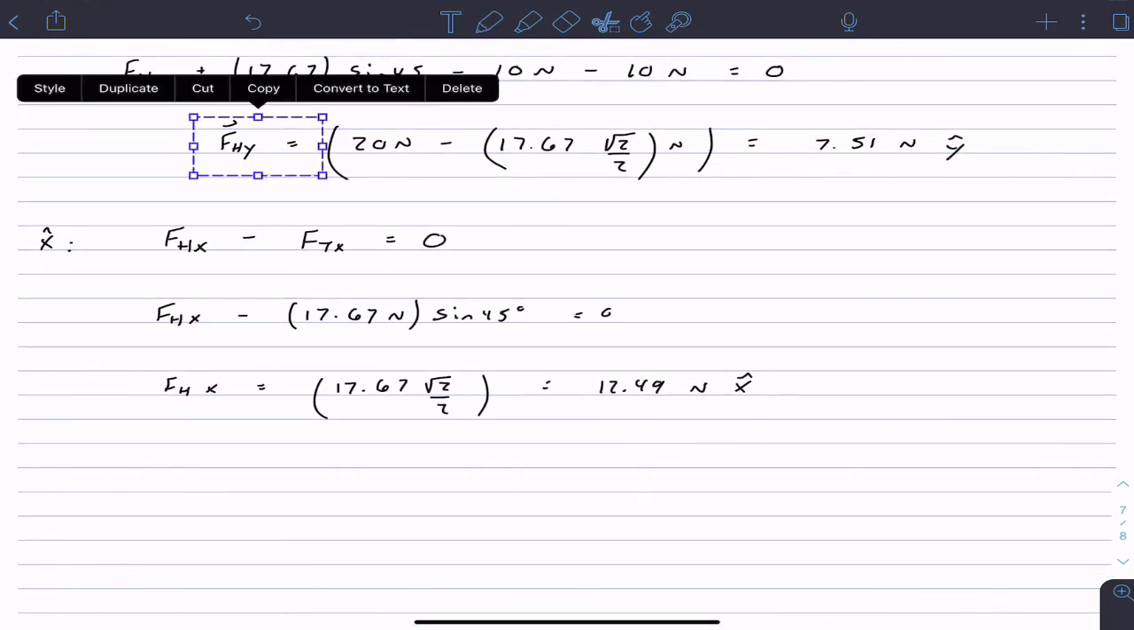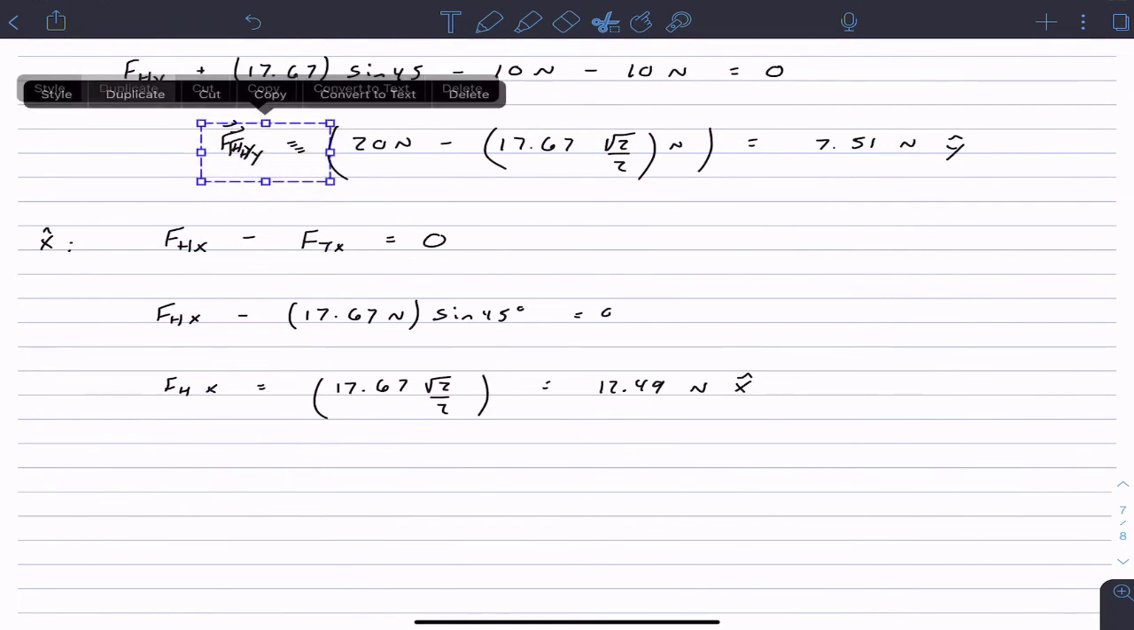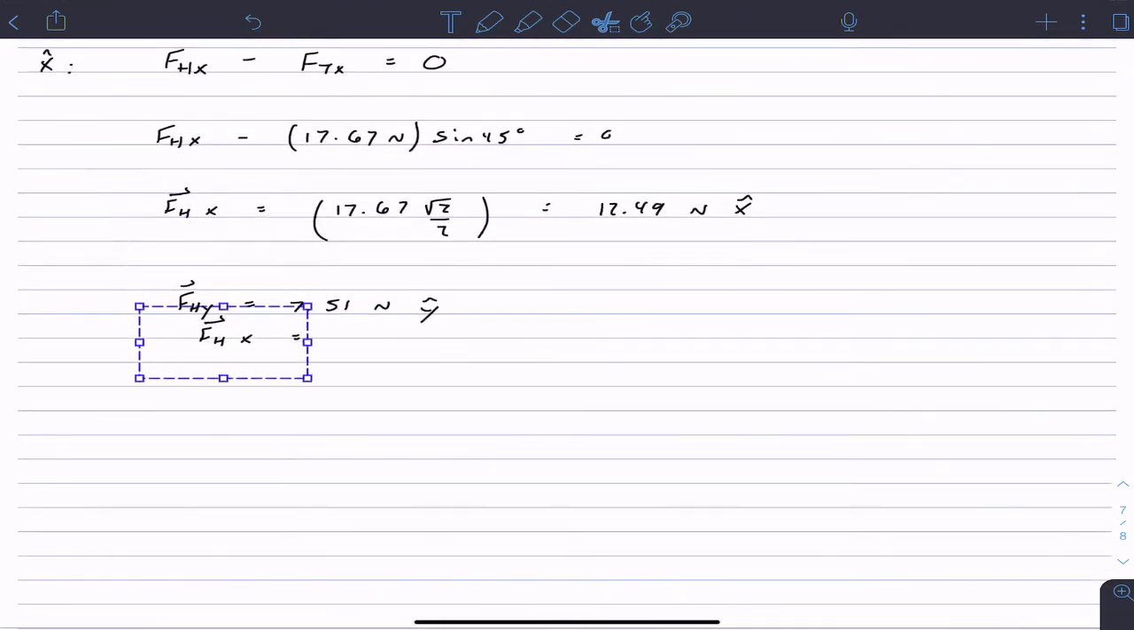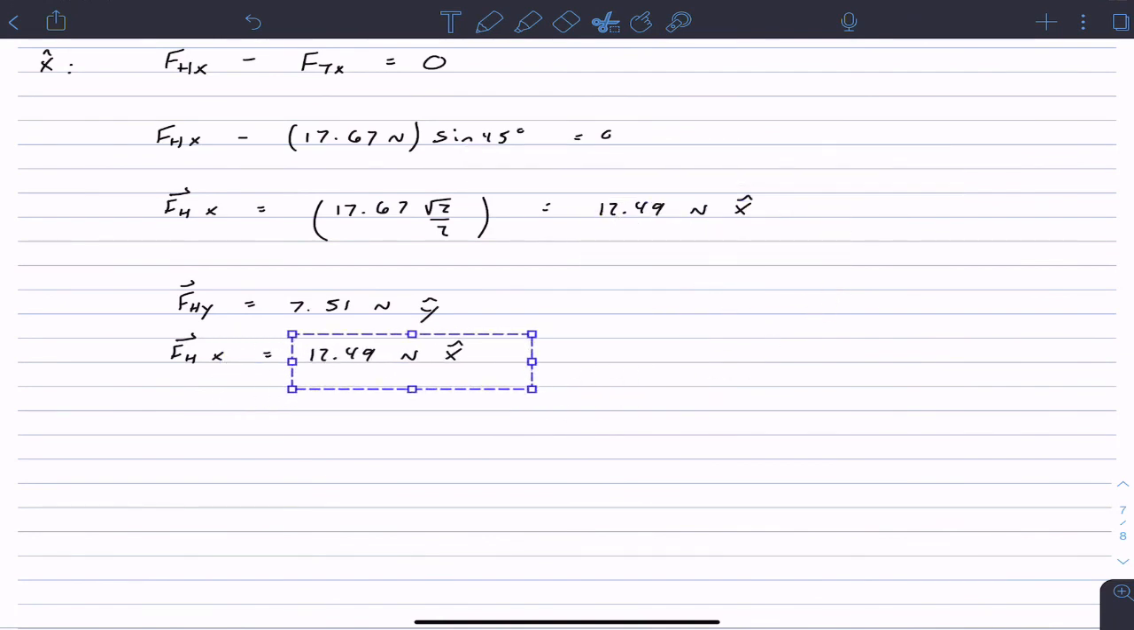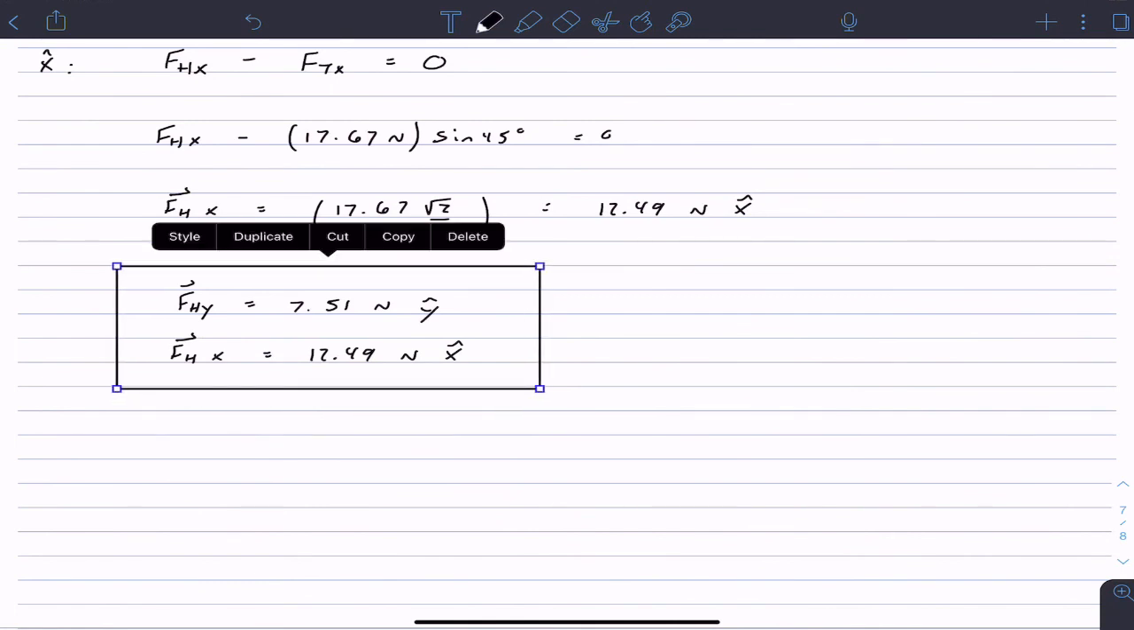So just taking these, explicitly writing out the values here, right? These are the answers. There you go. So those are the components. And that's what you're asked to find.